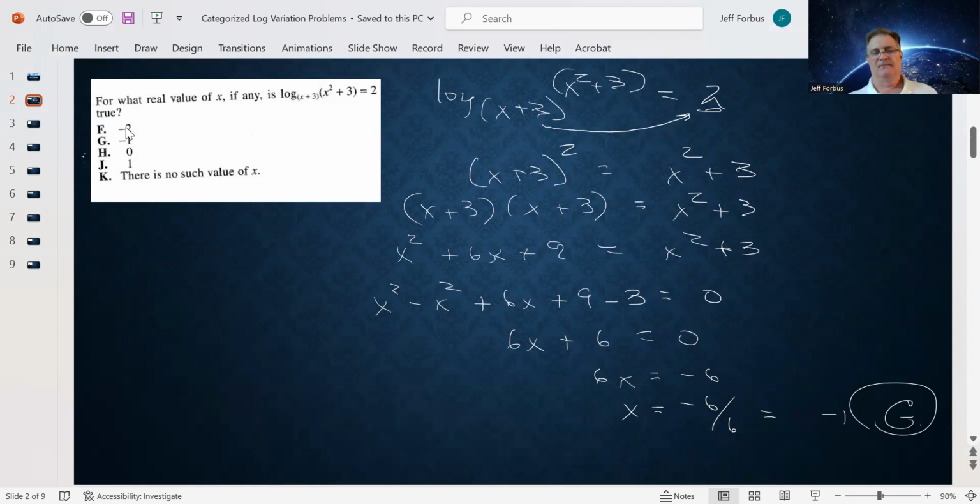A lot of people go wrong right here, and they fail to realize that we are multiplying a binomial by itself. And then they like to just say, well, that's just x squared and 3 times 3 is 9. That's wrong. Okay, don't do that. Follow what I've done below.